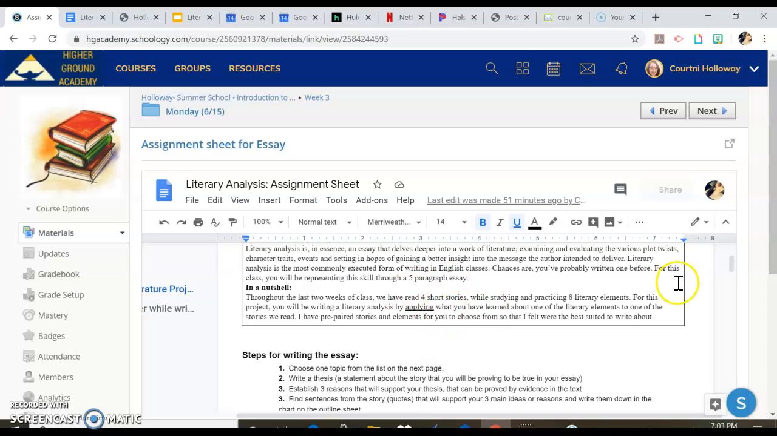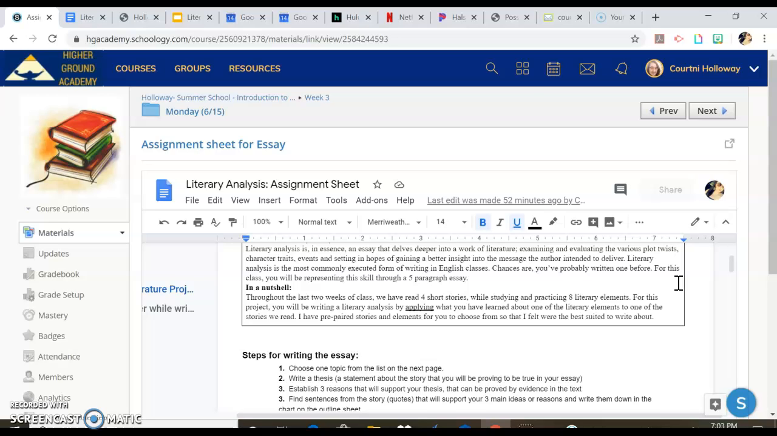So we read those 4 stories and we simultaneously studied and practiced 8 literary elements. And if you go back to the slideshow that's in every single folder for the week, all of those elements are listed in there. It's that brown slideshow where I go through like theme and character and conflict, and every day you had to practice one of those things. So for this project, we are combining those 2 things. We're combining our readings and what we have learned, and you're going to be applying what you know about literary elements to one of the stories that we've read.